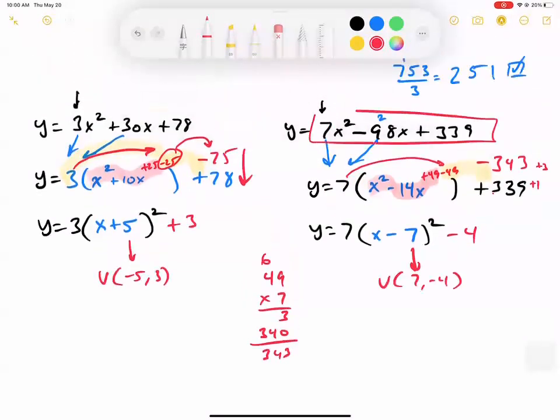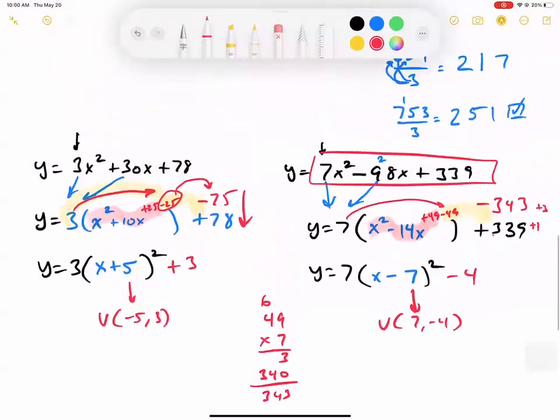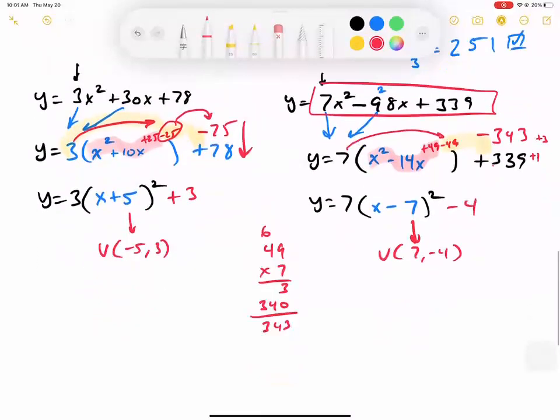Imagine if you had to do a table for 7x squared minus 98x plus 339. I'm going to go ahead and just do one for you, with x and y, just one value, so you guys will realize how terrible it is. If I plug in 1, that's 7 times 1 squared minus 98 times 1 plus 339. How much work would that be?